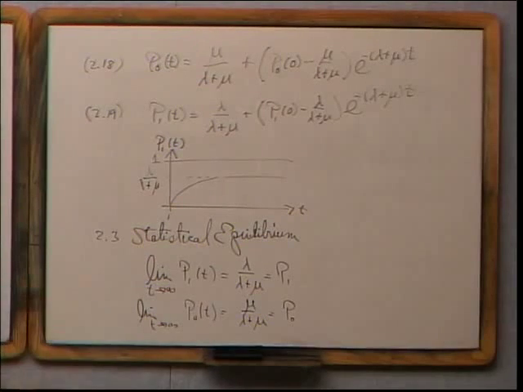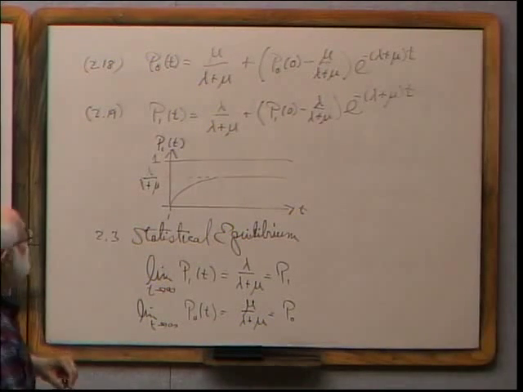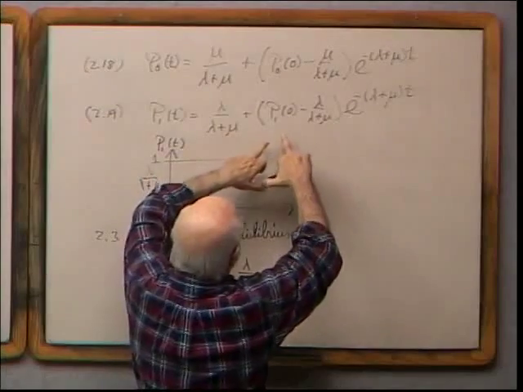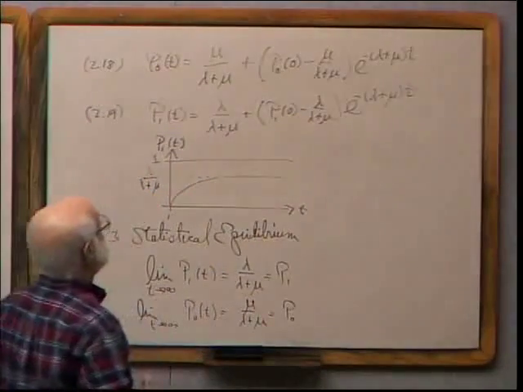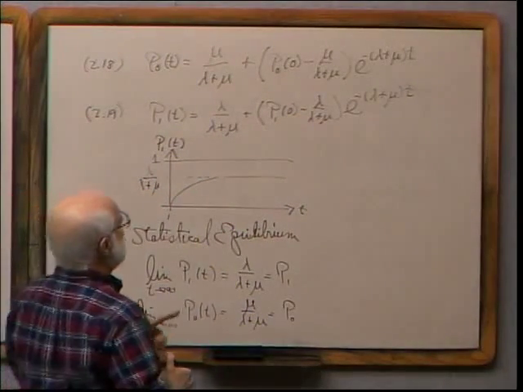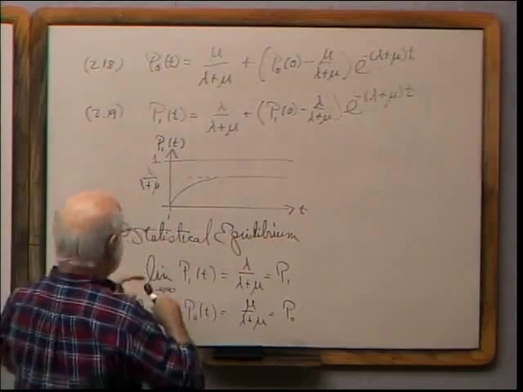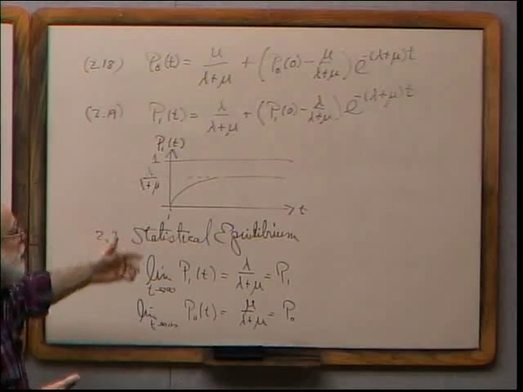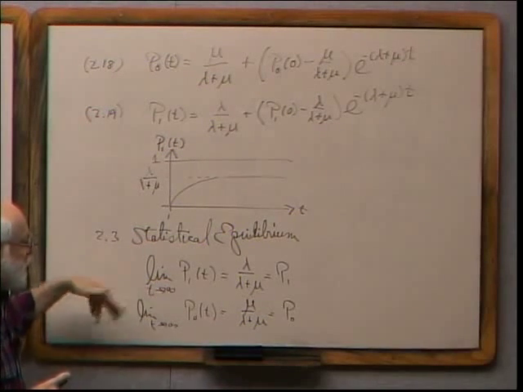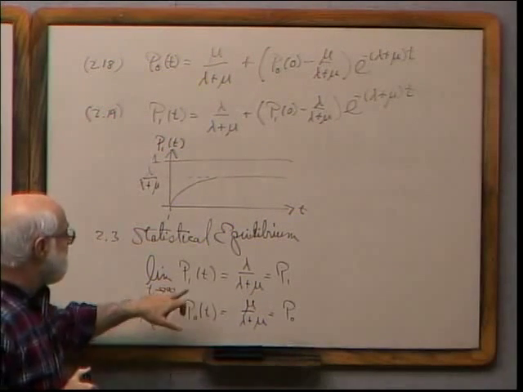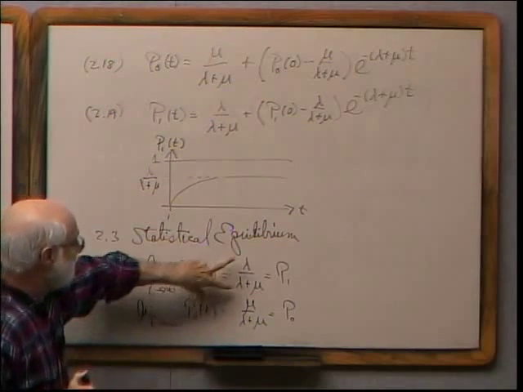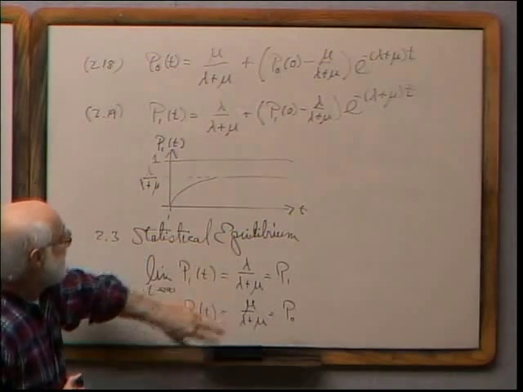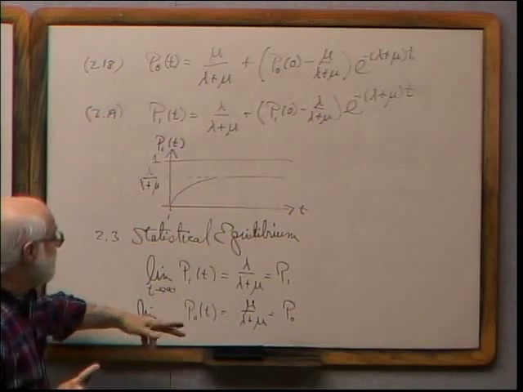All right, so let's look at this limiting value. Here we have the solution in terms of the initial condition. Now, suppose that the system is in statistical equilibrium. In other words, suppose it's been in operation long enough, or for some reason, that if I look at it, the probability that I will find it in state 1 is lambda over lambda plus mu, and the probability that I will find it in state 0 is mu over lambda plus mu.